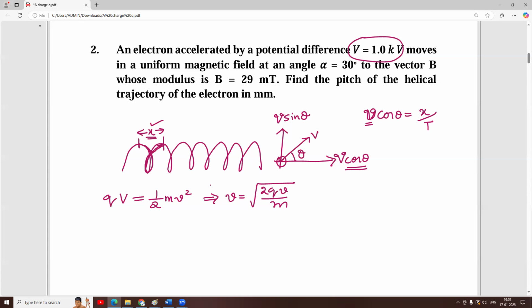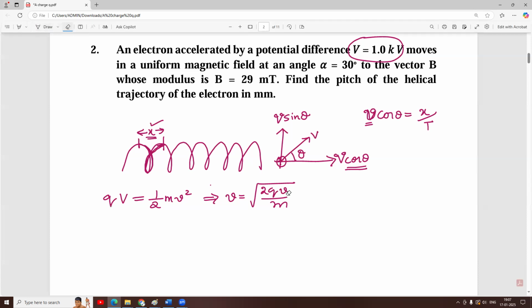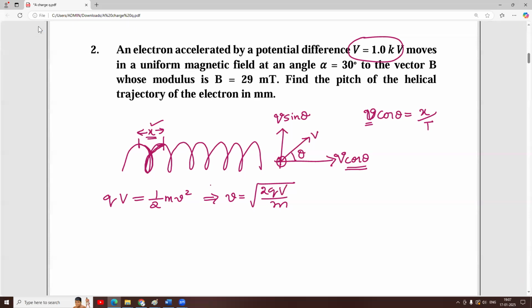This V is a potential difference V, 2qV by m. Yes, this is the potential difference. Now, the time period of rotation: if you want to know that, you can compare the centripetal force with the force experienced by the charged particle because of the magnetic field, that is mv square by r is equal to qvB sin 90.